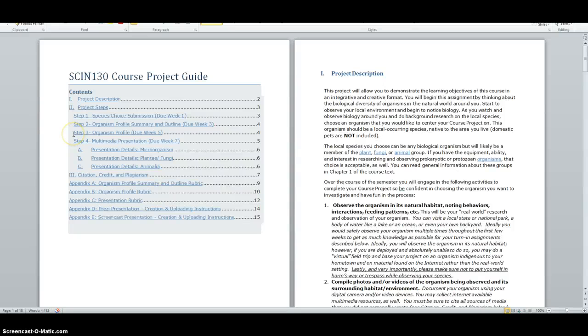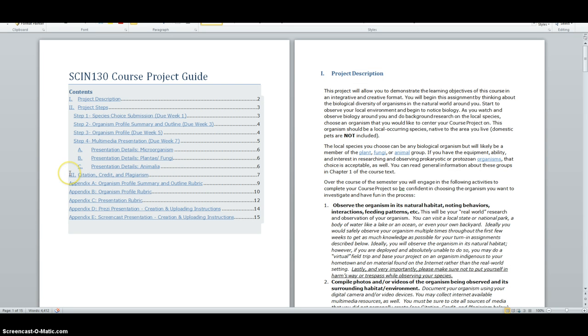And then, as I stated previously, step 3 in week 5, you're going to actually submit that paper, your organism profile. Step 4, you're going to submit your multimedia presentation, which is going to be done via Prezi or Screencast-O-Matic. That's going to be due week 7. You'll get a grade from me, and then you'll post it in the week 8 forum, where you can share your actual presentations with one another in the forum section.